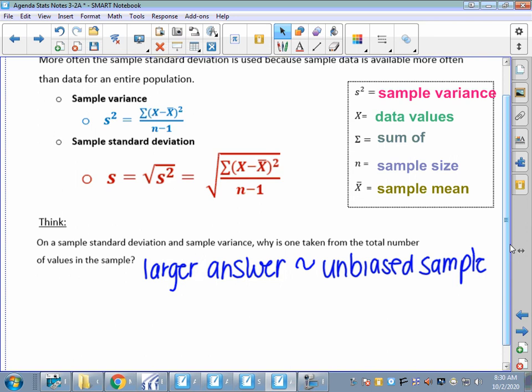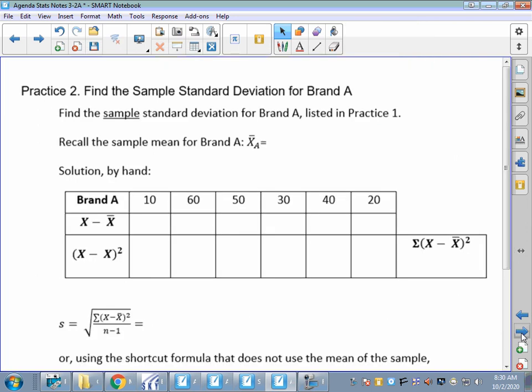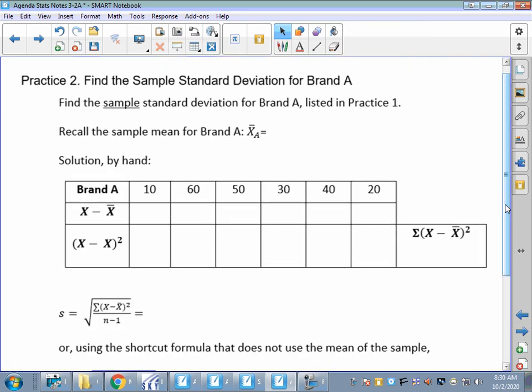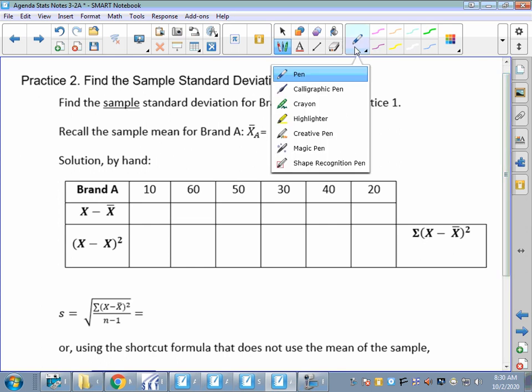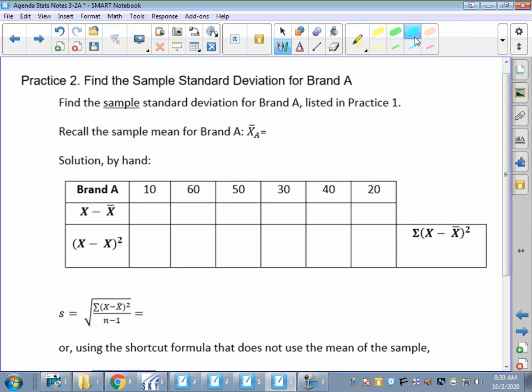So let's do a quick example. We got a little bit of math to do. It says to find the sample standard deviation for brand A. Remember, it was a sample. So find the sample standard deviation for brand A listed in practice 1. Recall that our sample mean, wasn't that a 35 for our sample mean?